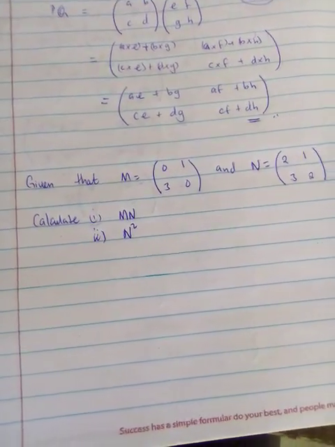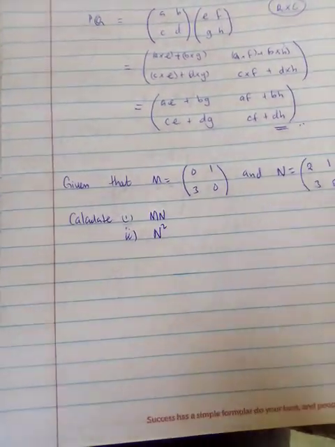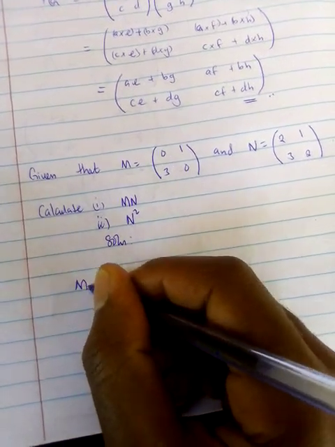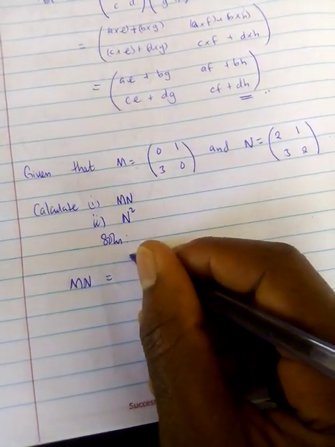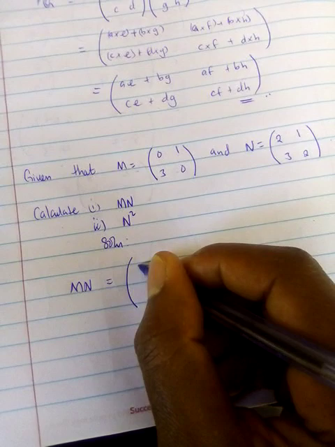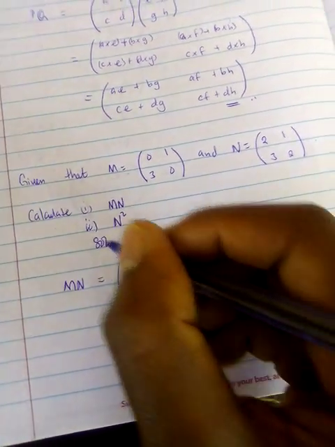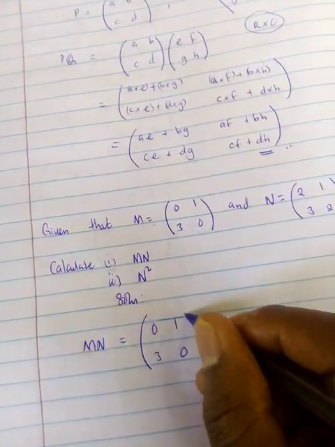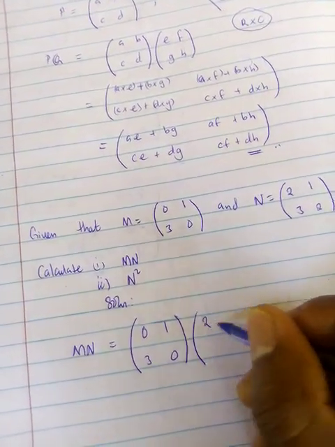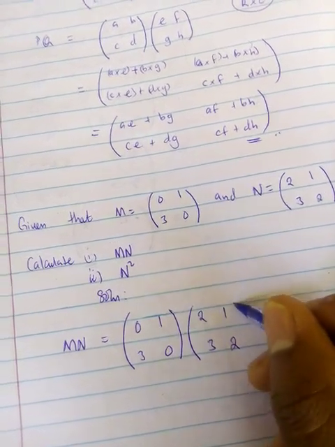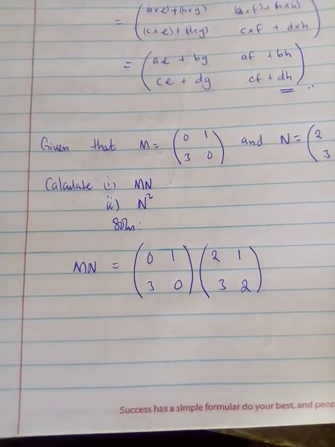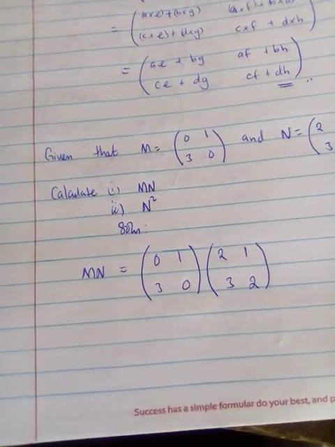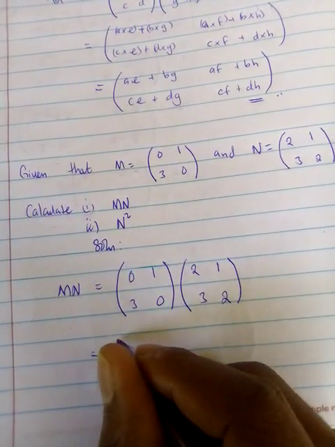Our example, we have M and N. They want us to compute MN. So as part of our solution, our matrix MN will equal M first, 0, 1, 3, 0, multiplied by N, which is 2, 1, 3, 2. And then, student, what you should know is we are showing the multiplication. Don't multiply in your head and put the answer at once. So endeavor to show the multiplication.